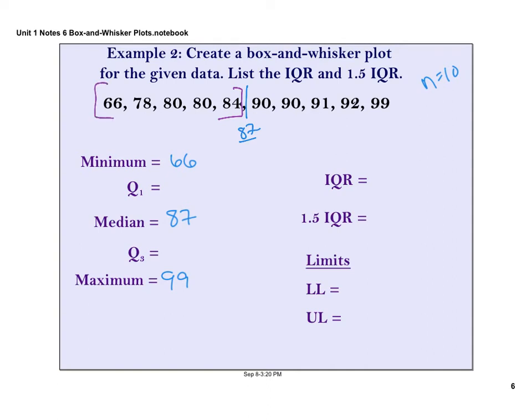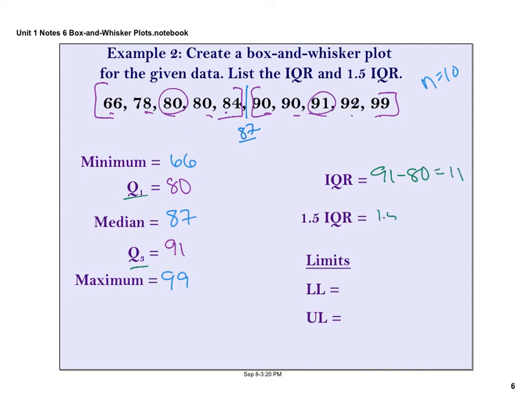So when I find the median of the lower half, I'm looking at this 80 right here. Then I find the median of the upper half, and I'm looking at 91. All right, so there's my 5-number summary. Now I'm going to find the IQR. IQR is Q3 minus Q1, so 91 minus 80, which is 11.